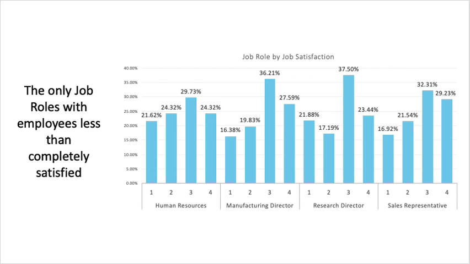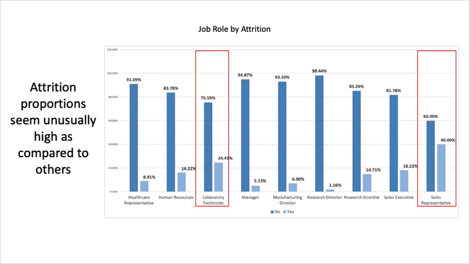This slide shows only job roles where the largest percentage of total is not for or highly satisfied. So as we can see, there is some room for improvement when it comes to job satisfaction for human resources, manufacturing directors, research directors, and sales representatives. Lab tech and sales reps seem to have a high proportion of turnover compared to other job functions. So there may be a story there and a deeper analysis to uncover more trends and areas of improvement.